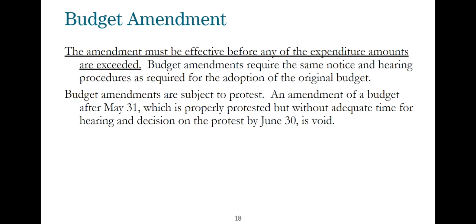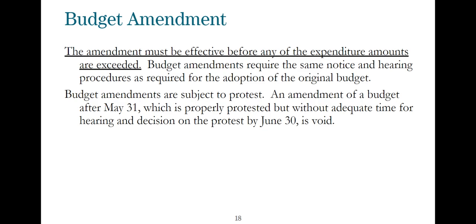And they do require the same notice and hearing procedures as are required for the original budget itself. Budget amendments are subject to protest. If an amendment of a budget is done after May 31st and gets protested, but the state appeal board doesn't have enough time to hold a hearing and make a decision on it before the end of the fiscal year, that amendment is then void.